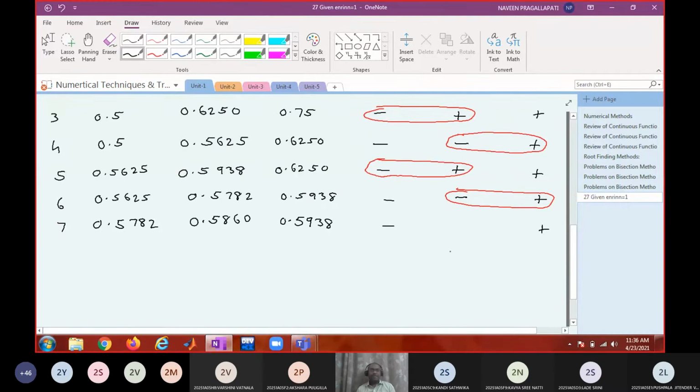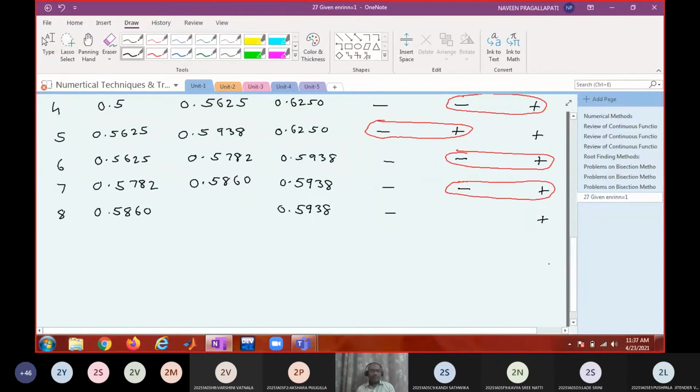F of C7. Negative, sir. Negative. So 0.5860, 0.5938, negative, positive, midpoint 0.5899.